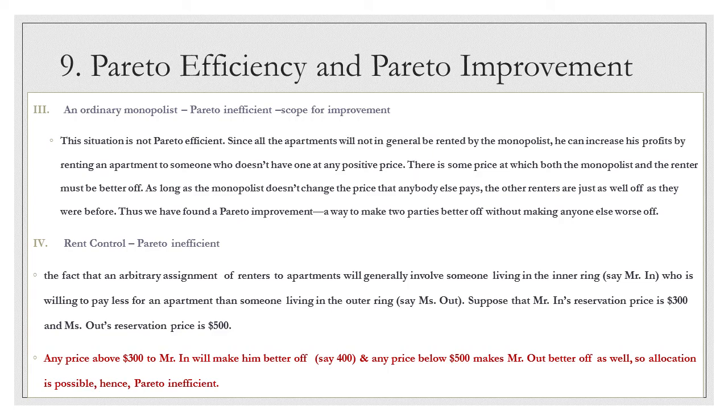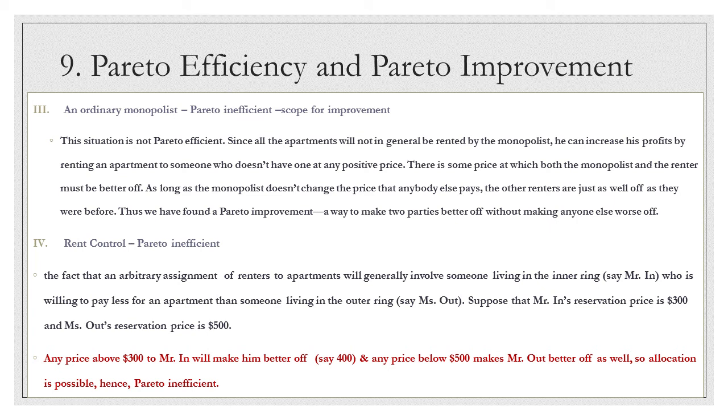So what can be done? For example, Mr. In stays in the inner circle, and his reservation price is 300. If he is offered 400 rupees, he has an incentive to shift to the other apartment, maybe in the outer periphery. And a person who is willing to pay 500 as a reservation price is also better off, because he is paying only 400 to the person staying in the inner periphery, and is able to get an apartment in the inner circle, right?